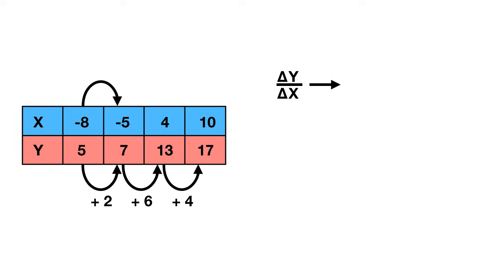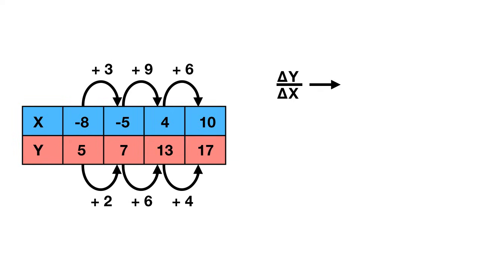Now let's look at the x values. When we move from negative 8 to negative 5, we're increasing by 3. But moving from negative 5 to 4, we're increasing by 9. And when we move from 4 to 10, we increase by 6. So in this table, my change in y and my change in x are not always the same. When this is the case, we need to look at just one piece at a time.